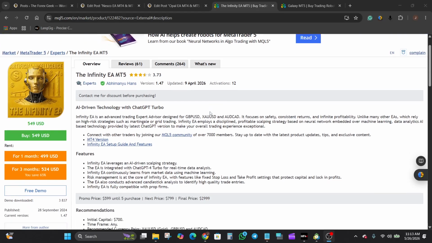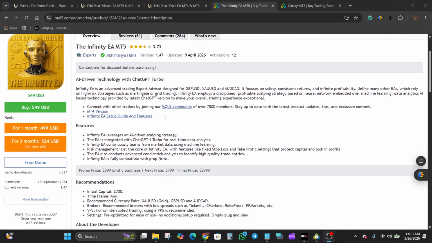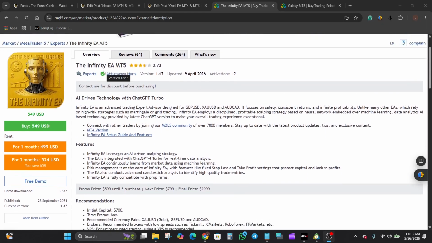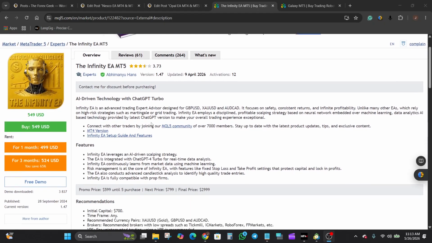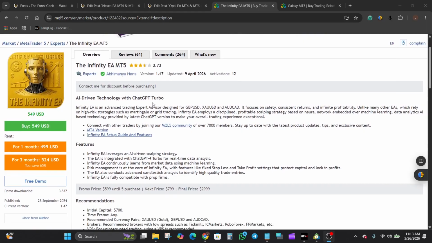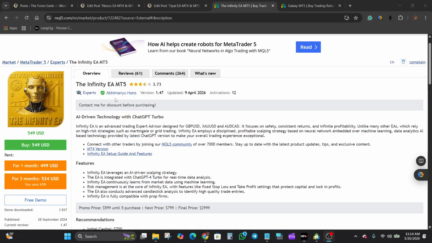Alright, so looking at this EA on the MQL5 marketplace page, this is the Infinity EA by Abhimanyu Hans. One of the first things I notice here is that this expert advisor is for both MT4 and MT5. There is the MT4 version, and this one we are reviewing is the MT5 version. So whichever platform you're using, you just have to go get the EA for that particular version, be it MetaTrader 4 or MetaTrader 5.